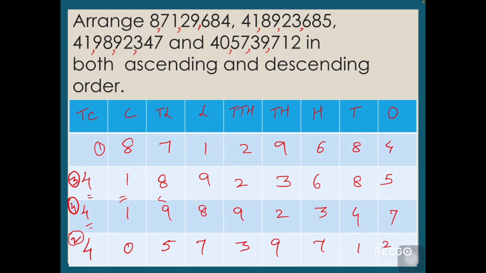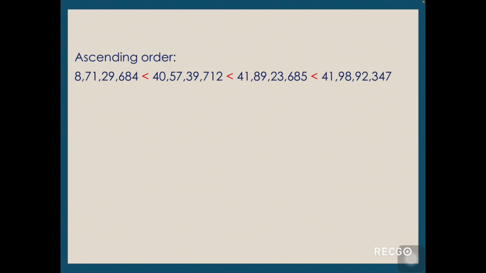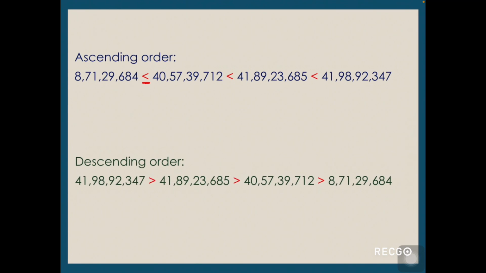For the descending order, I have to find the greatest number first. So whatever was the last number written in the ascending order, you will write first in the descending order. As I told you, this sign opens towards the bigger number. So I can say 8 crore 71 lakh 29,684 is smaller than 40 crore 57 lakh 39,712, and so on. For the descending order, this last number is written first, and this first number is written last, and these two places are interchanged.